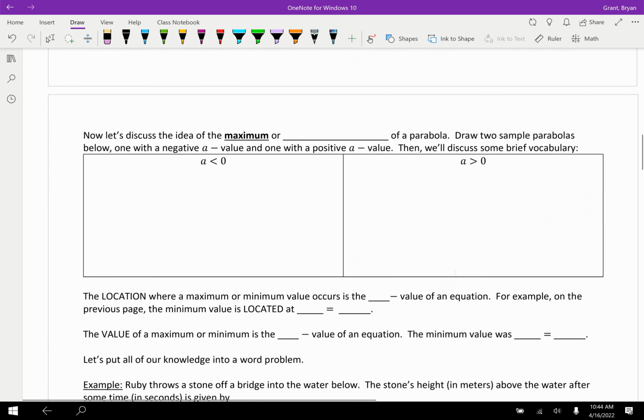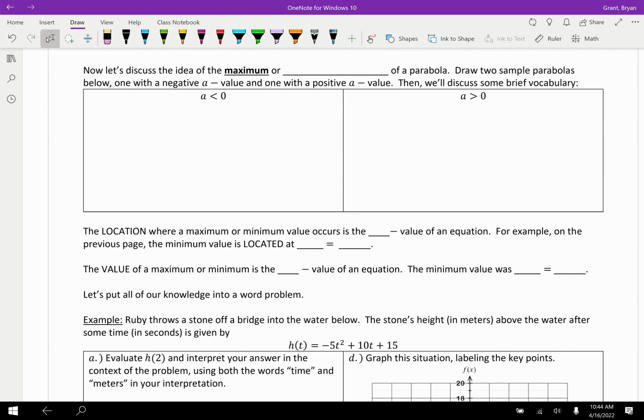Okay, so let's go ahead and discuss one more important concept for the day, and then you guys are going to do some fun trade-up cards to get interacting with each other, and that should be it for the day. So the last idea that we need to cover for today is the idea of a maximum or a minimum of a parabola. So we're going to go ahead and draw 2 sample parabolas below, one with a negative a value and one with a positive a value.